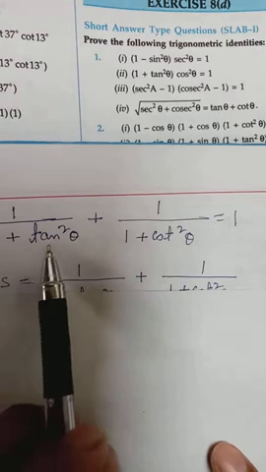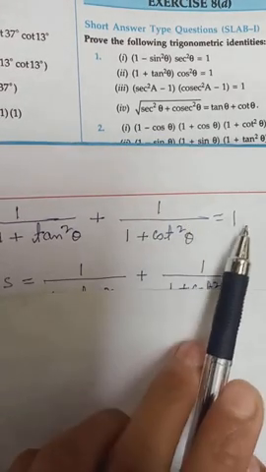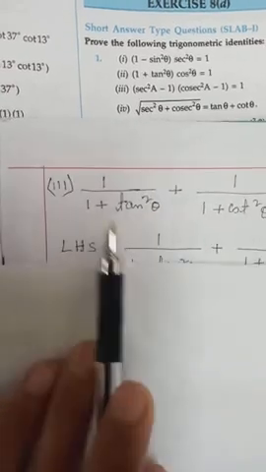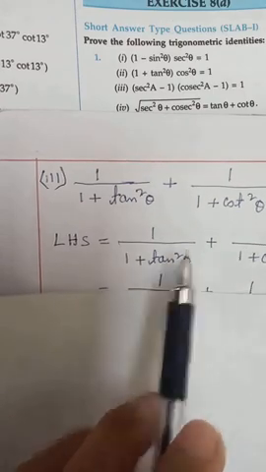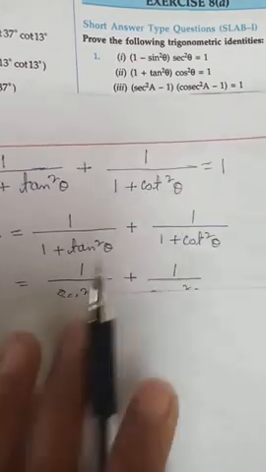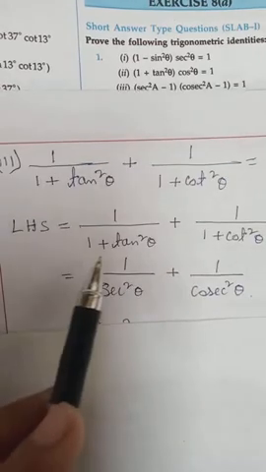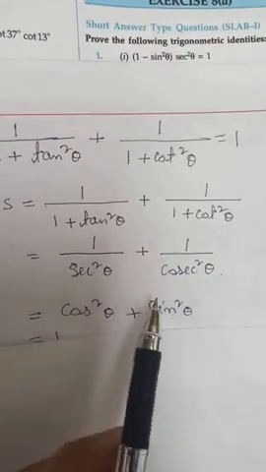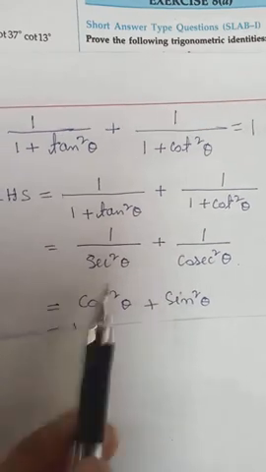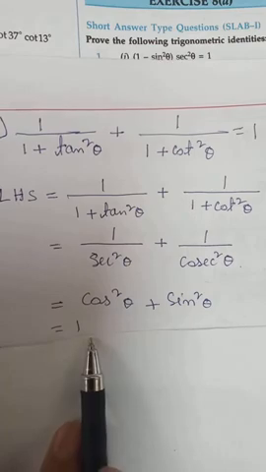Then next one we have 1 by 1 plus tan square theta plus 1 by 1 plus cot square theta. In the right hand side we want only 1. So take the left hand side and use the identity. 1 plus tan square theta we know is equal to sec square theta. 1 plus cot square theta is equal to cosec square theta. So 1 by sec is equal to cos. 1 by cosec we know is equal to sine. So from the identity cos square theta plus sine square theta we know it is equal to 1, which is equal to the right hand side.